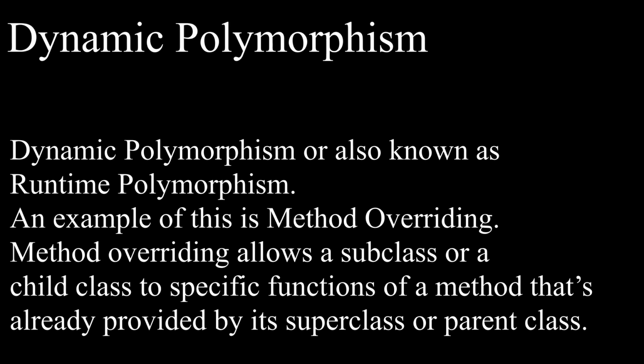Now, let's talk about dynamic polymorphism, also known as runtime polymorphism. An example of this is method overriding. Method overriding allows a subclass or a child class to provide its own specific implementation of a method that's already provided by its superclass or parent class. To understand this better, I will show you a code example. Remember the video game example I used earlier? Let's use that in our sample code.